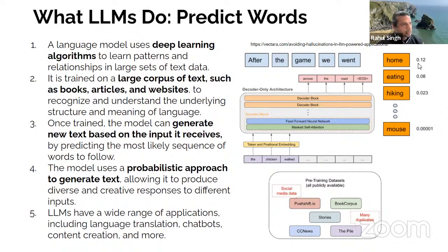Going and saying, what's the next word likely for after the game we went home, then what would be the next word after that? So the positions do matter, right? There's a difference between the walked chicken and the chicken walked. And that's the self-attention that can help us get to the chicken walk across the road, right? And this is what it's doing. It's a word predictor. How does it know what to predict next?